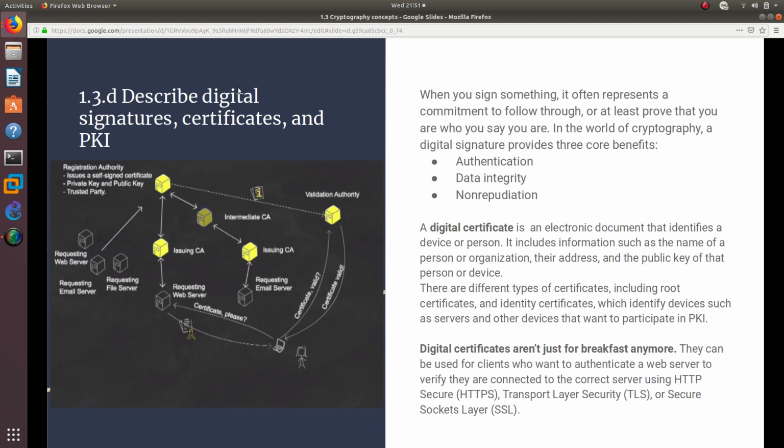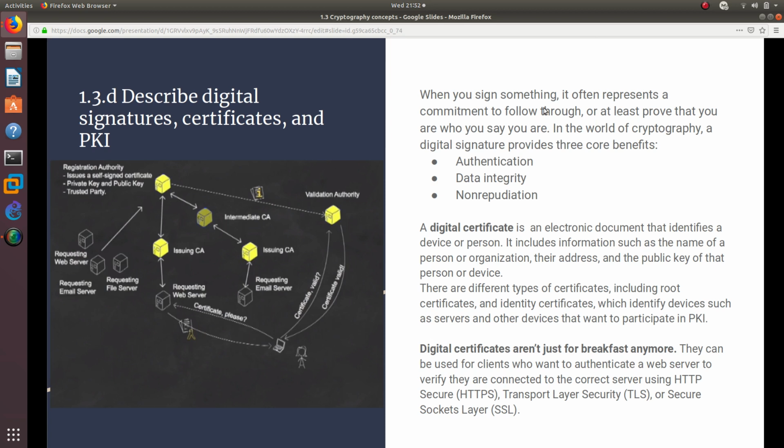So now we are going to describe digital signatures, certificates, and PKI. Whenever you sign something, it often represents a commitment to follow through, or at least proof that you are who you say you are. In the world of cryptography, a digital signature provides three core benefits: authentication, data integrity, because you know that it came from that person when you sign it, and also non-repudiation.